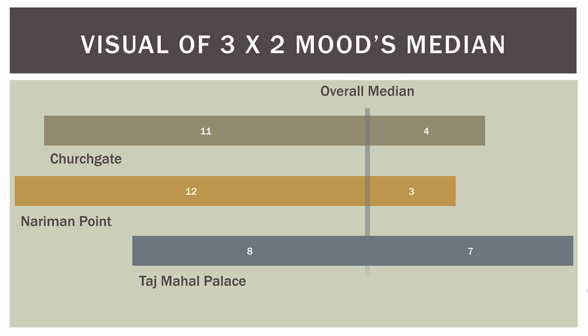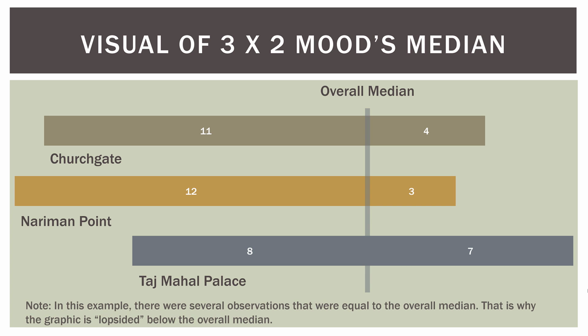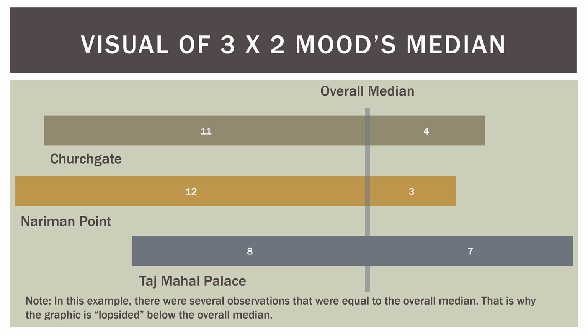So visually, it looks like this. So we can see that Churchgate had 11 equal to or below the overall median, Netterman Point 12, and Taj Mahal Palace 8. And again, in several cases, we had values that were equal to the overall median. That's why it tends to be lopsided over here to the left.